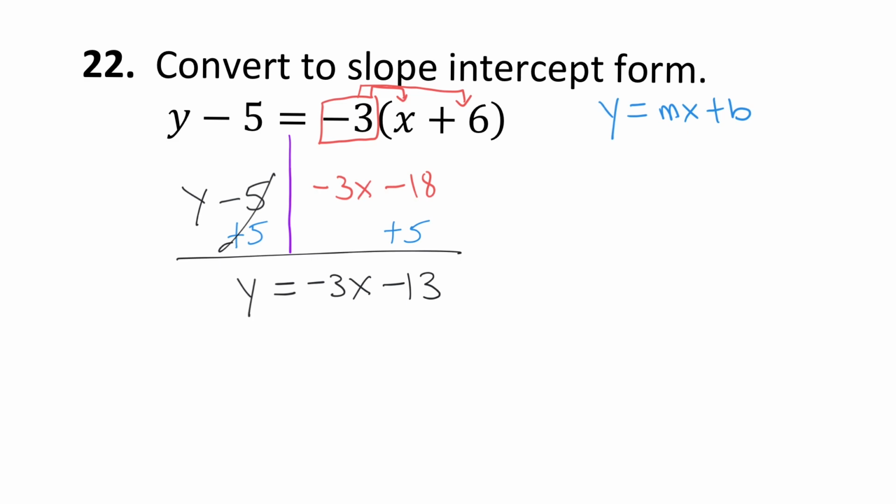So this equation has y by itself. Here's the m, that's the slope, mx, and then you guys have the y-intercept. So the answer is y equals negative 3x minus 13.